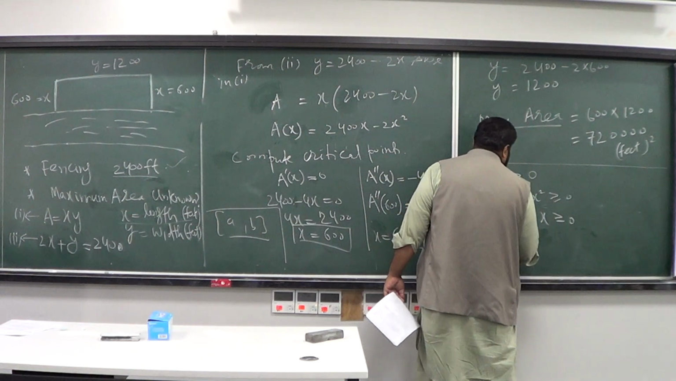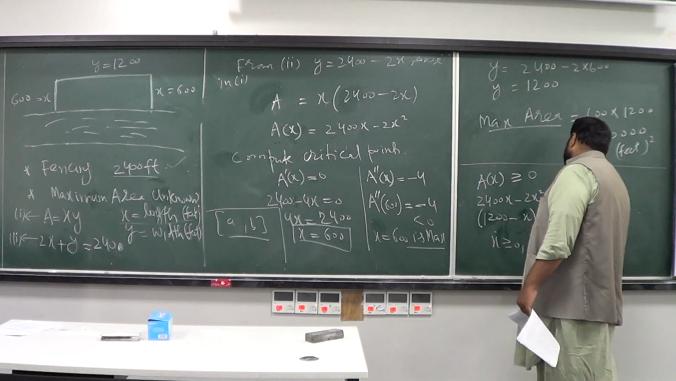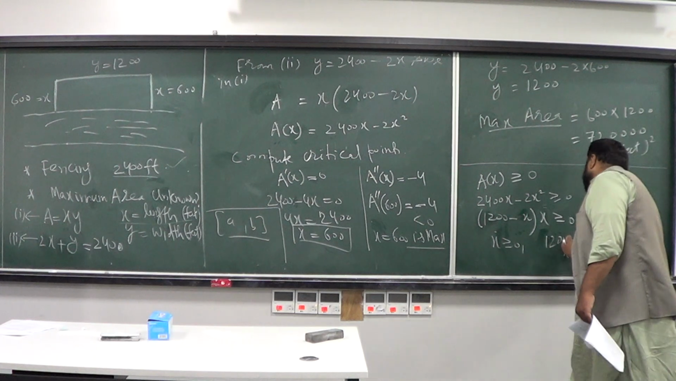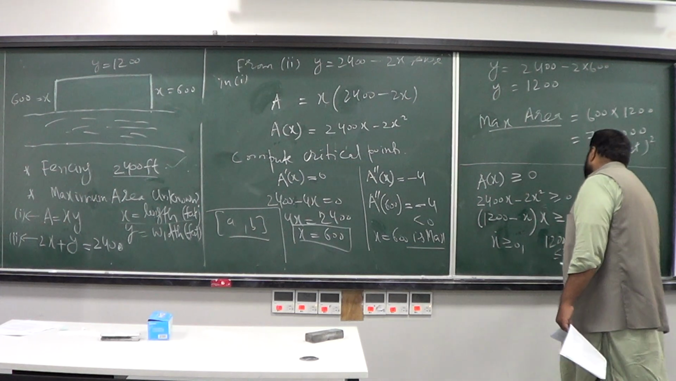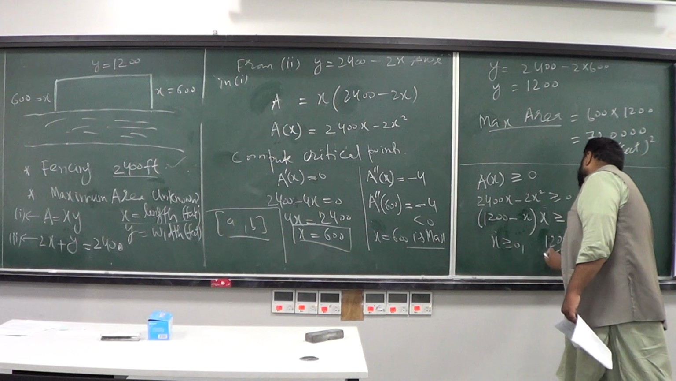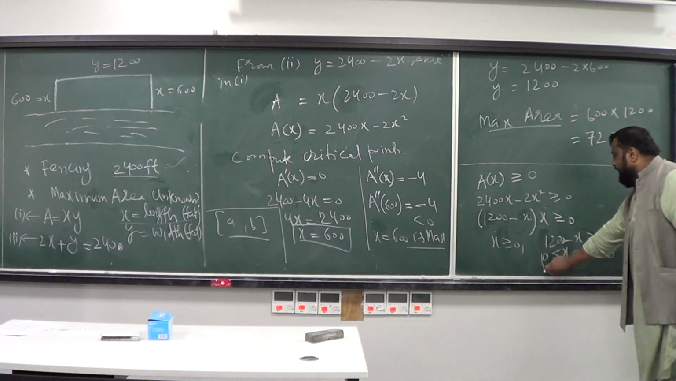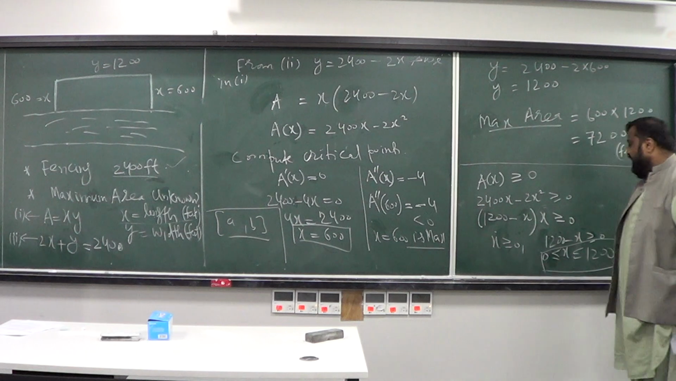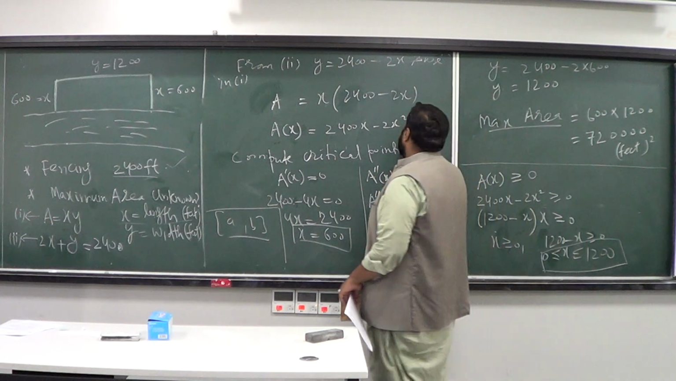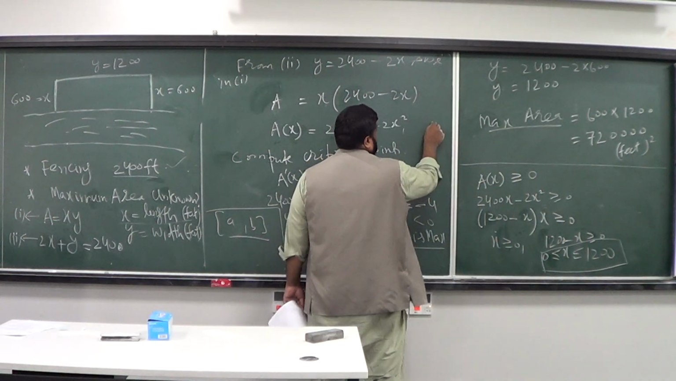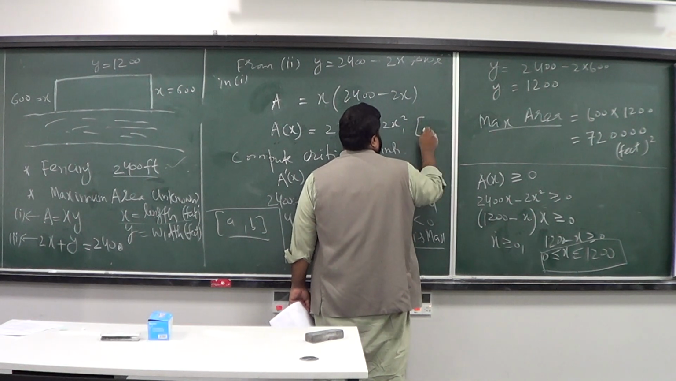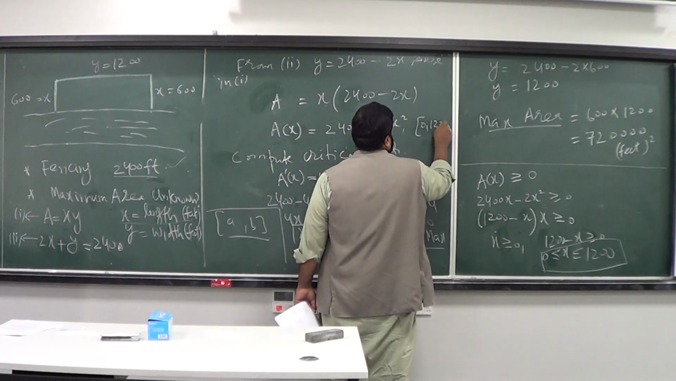So x should be greater than or equal to 0, and 1200 minus x should be greater than or equal to 0. That is, x must be less than or equal to 1200 and greater than or equal to 0. So this is really the interval from where, if you choose your x, your area is going to be non-negative. So the interval from where you can choose your x is 0 to 1200.